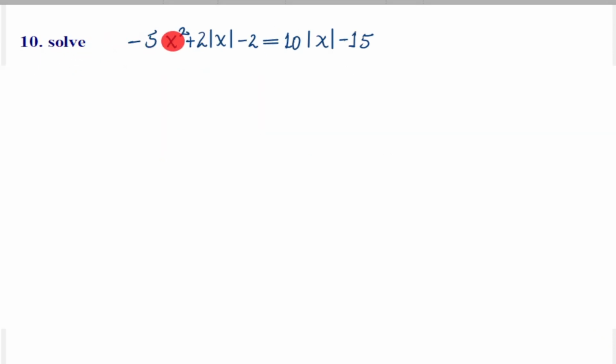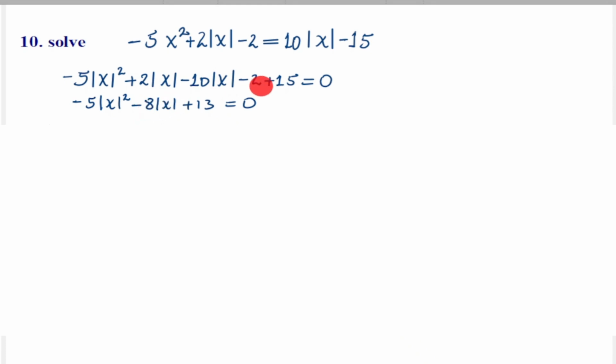10. Solve minus 5x squared plus 2 times absolute value of x minus 2 is equal to 10 absolute value of x minus 15. This is an absolute value quadratic equation. To solve this, we must write it in the standard form of a quadratic equation. So this becomes minus 5 absolute value of x squared plus 2 times absolute value of x minus 10 absolute value of x minus 2 plus 15 is equal to 0. 2 absolute value of x minus 10 absolute value of x becomes minus 8 absolute value of x. Minus 2 plus 15 is plus 13. So this becomes minus 5 absolute value of x squared minus 8 absolute value of x plus 13 is equal to 0.